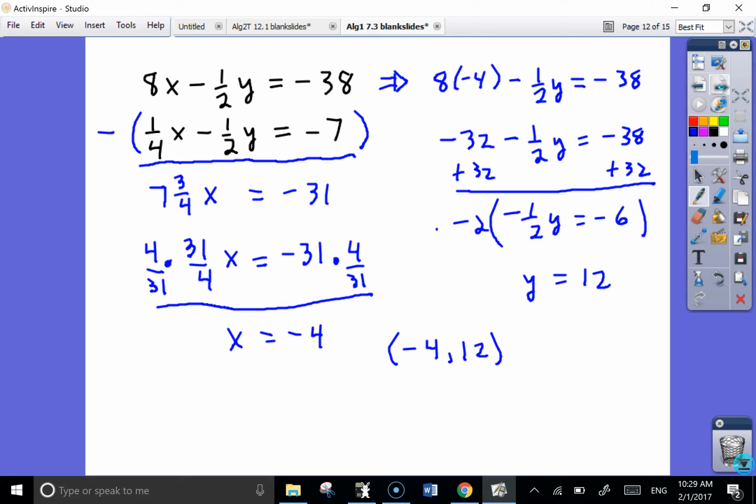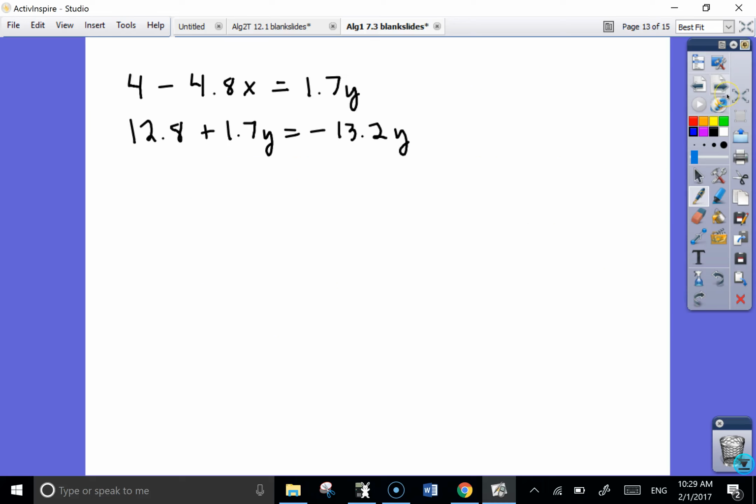And lastly, we've got a problem with decimals in it. Again, we can deal with the decimals, and I think in this case we're going to do it because we saw what just happened on the last problem. But we need to get these in standard form. That was the first requirement, step 0: make sure your equations are in standard form before you start.